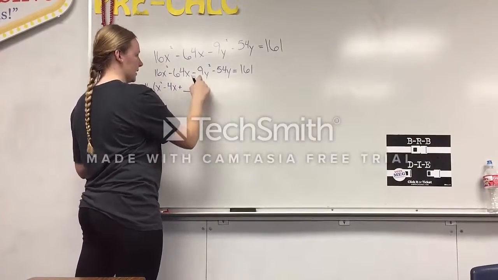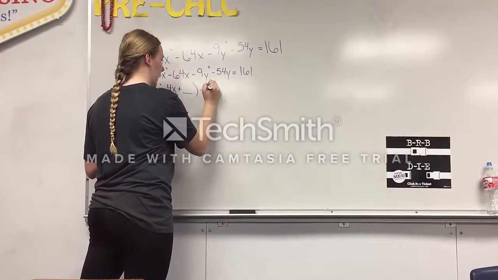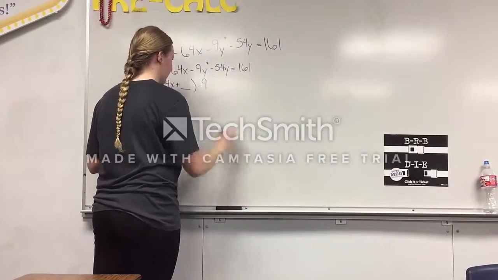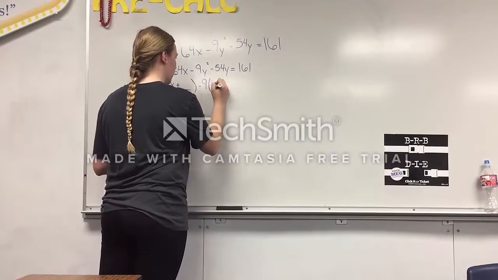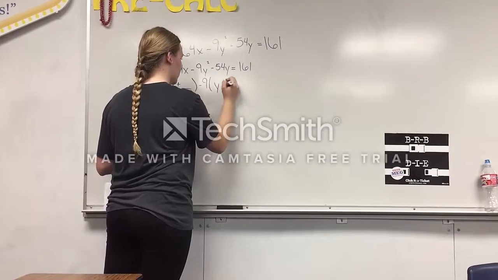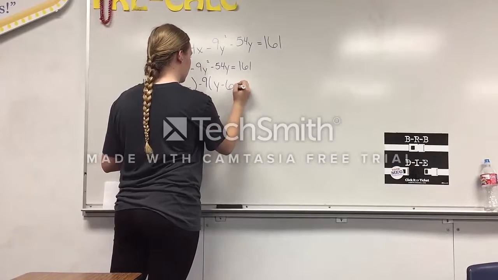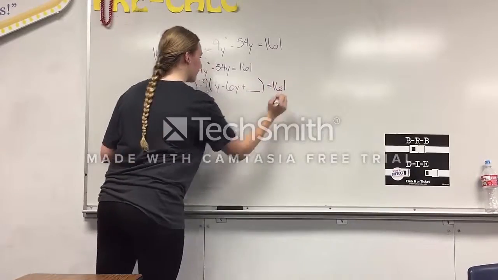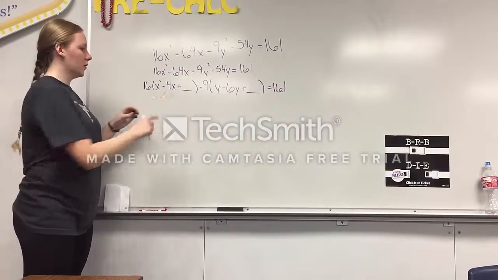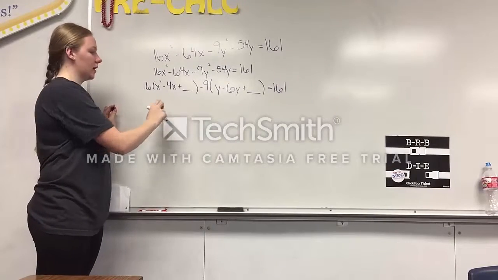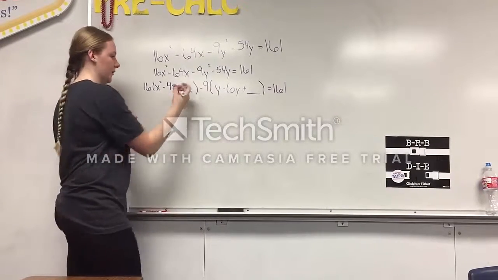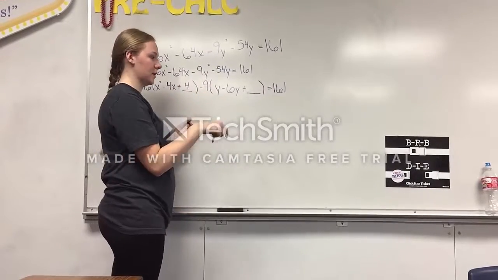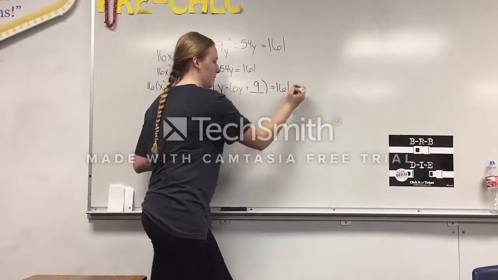And we're going to do the same with the y's, and we're going to pull out 9. So minus 9 times (y squared minus 6y plus a blank) equals 161. To find this blank, we're going to divide this number by 2 and square it. So 4 divided by 2 is 2, 2 squared is 4. And the same for this: 6 divided by 2 is 3, 3 squared is 9. And we're going to put blanks over here as well.